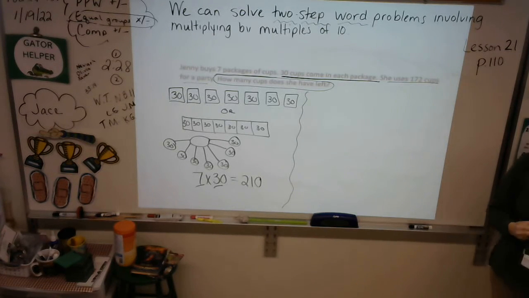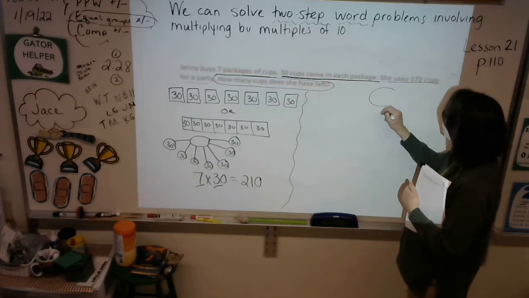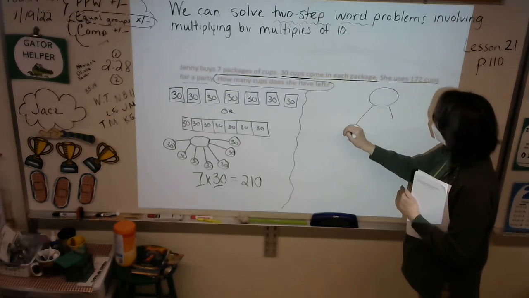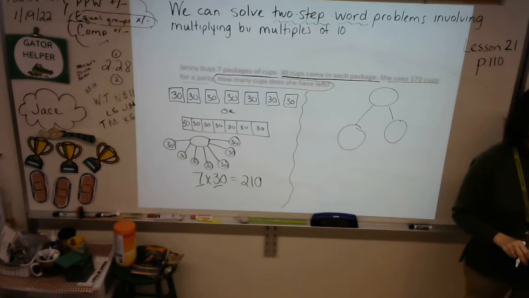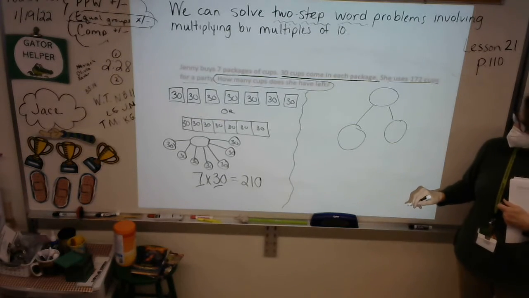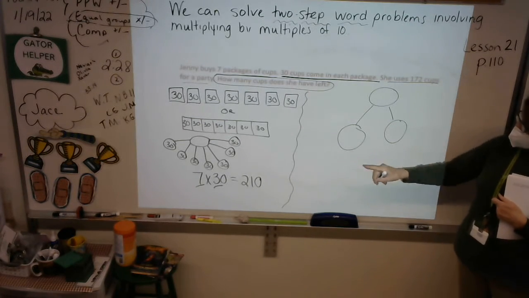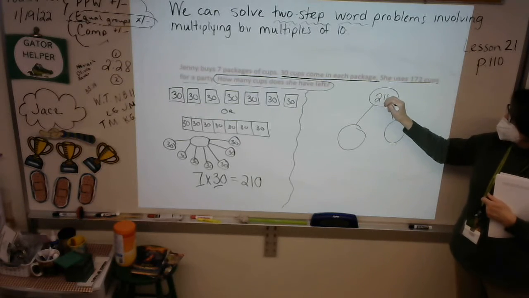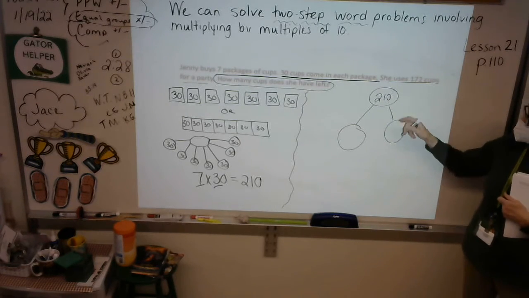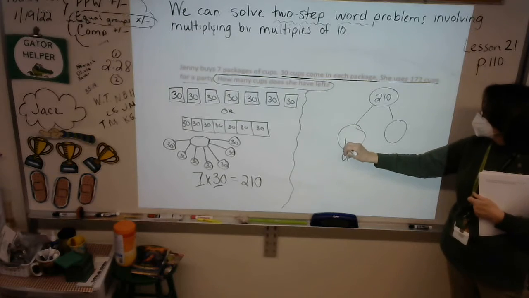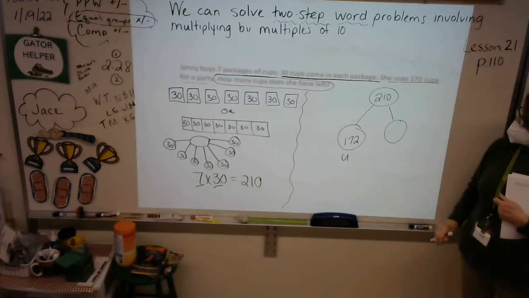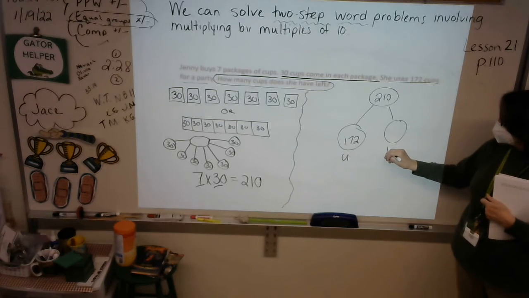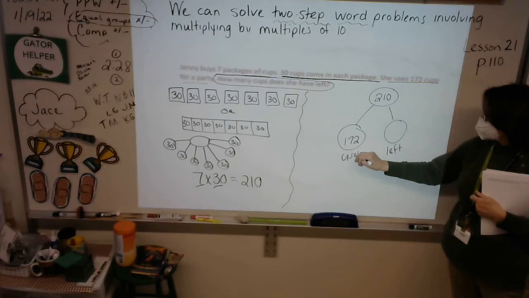Okay? So let's go ahead and draw our number bond. Okay, well, let's finish this first, okay? What do we know? We know she has 210 cups, right? What else do we know? We know she uses 172. And this will be the cups she has left. What number sentence will you write?